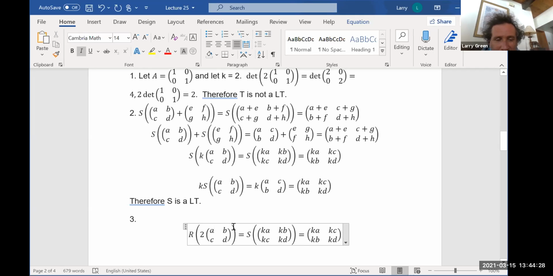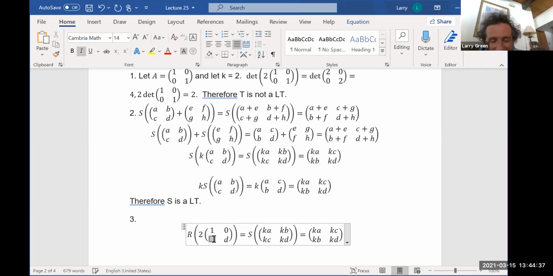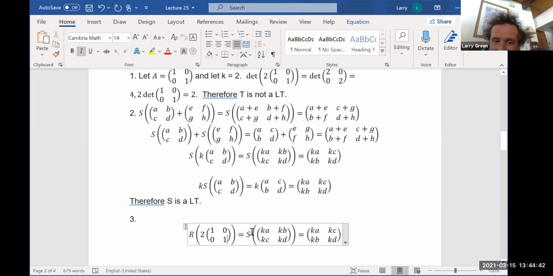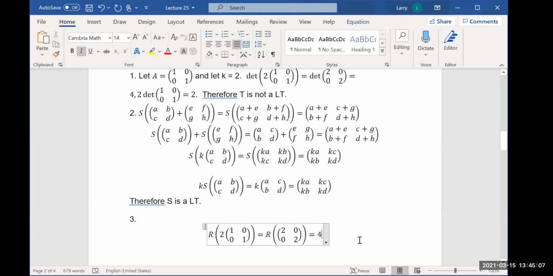What do you want to use for A, B, C, and D? You want to be 1, 0, 0, 1? Yeah. I was thinking complex numbers there. Okay. Well, that is R of 2, 0, 0, 2. What's the trace of 2, 0, 0, 2? That's 4. Any questions on that?